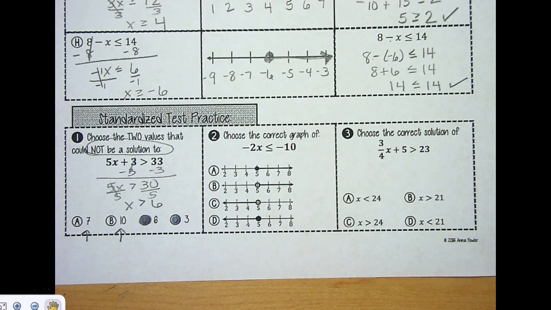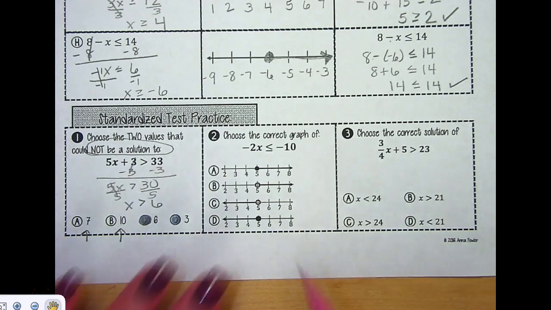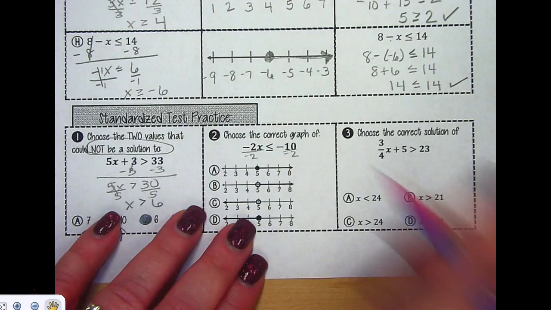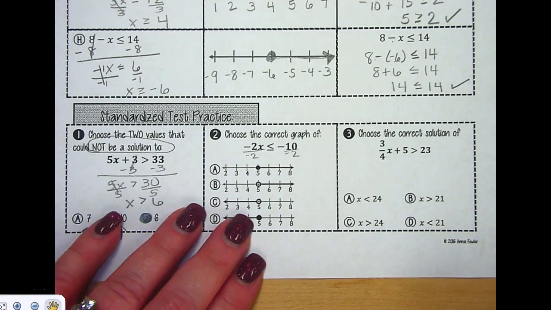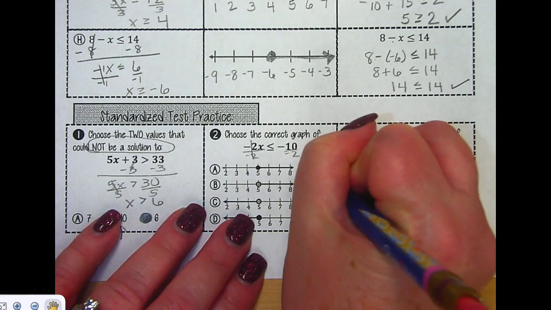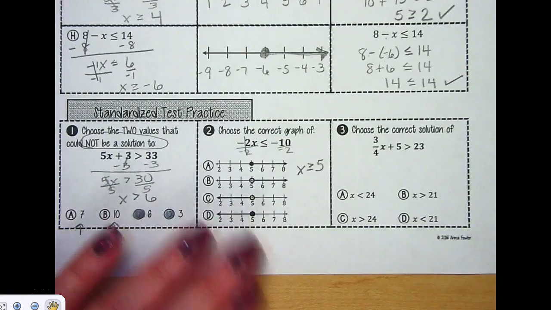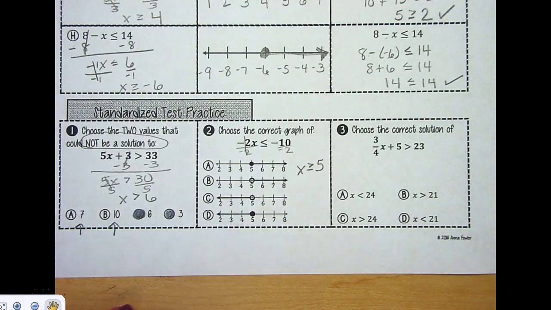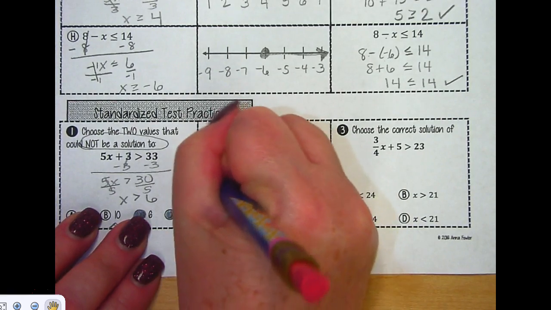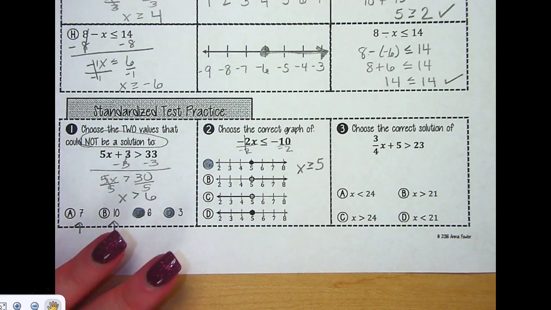Choose the correct graph of negative 2x is less than or equal to negative 10. So what we've got to think about is if we divide by negative 2, divide by negative 2, what's important about dividing by a negative? We just had to flip the sign, right? So our answer becomes x is greater than or equal to 5. Which graph matches greater than or equal to 5? A. That's the appropriate graph. You will need to be able to solve problems like that.